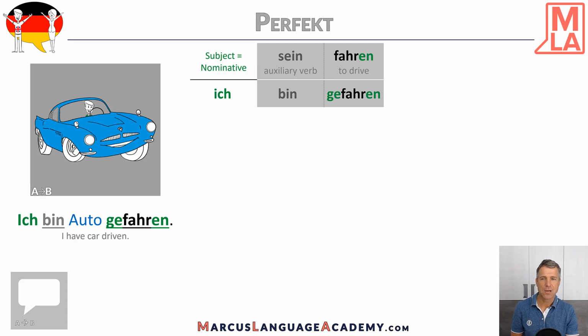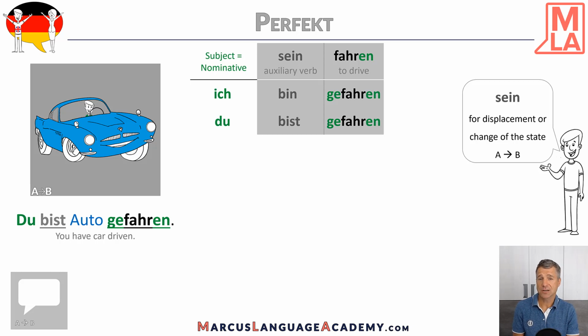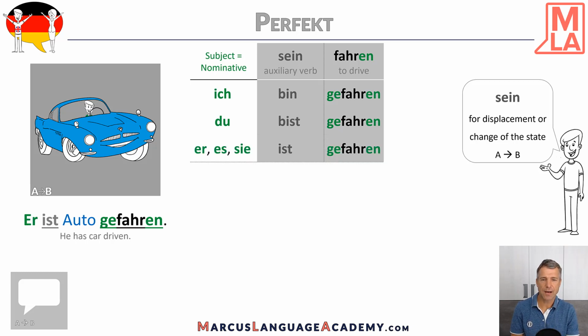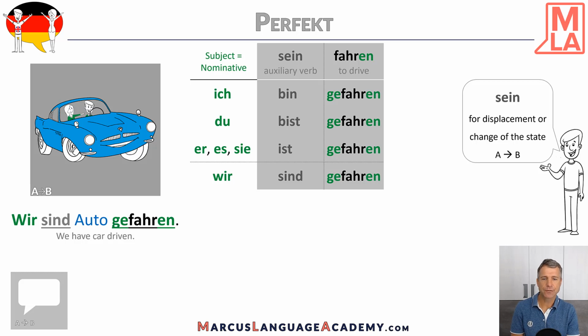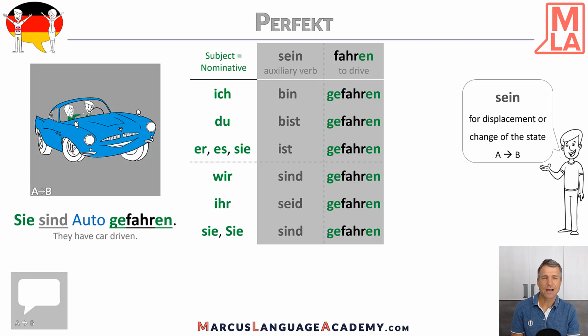Okay, so because those verbs are a displacement from A to B, or it could also be a change of state. For example, if I die, so I'm alive and then I'm dead. Those verbs will take as an auxiliary the verb to be. And my little symbol in my course is this AB symbol. So remember this. And then it's actually du bist gefahren, you have car driven or you are car driven. Er ist Auto gefahren. Wir sind Auto gefahren. Ihr seid Auto gefahren. Sie sind Auto gefahren.